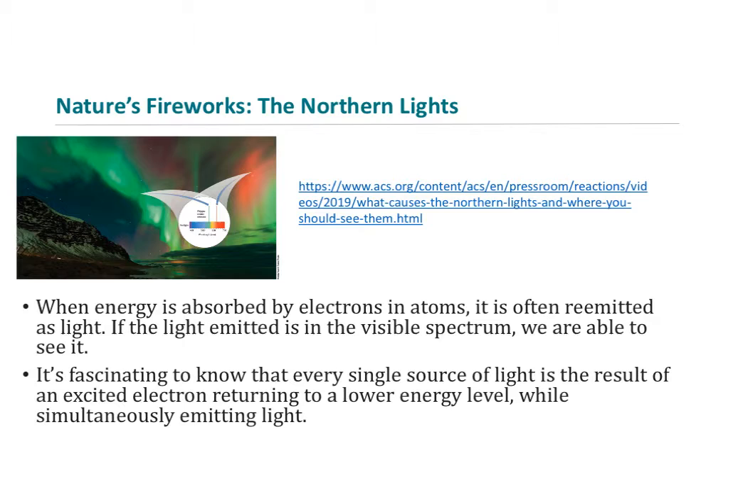So one thing you may not know about light is that all light, every single source of light, whether it be from a light bulb or the sun or a match, or a flash of light from a lightning bug, any source of light is the result of an excited electron in an atom that, once it's excited, drops back down to a lower energy level, and that excess energy is given off as light. I remember I thought that was fascinating when I learned that.